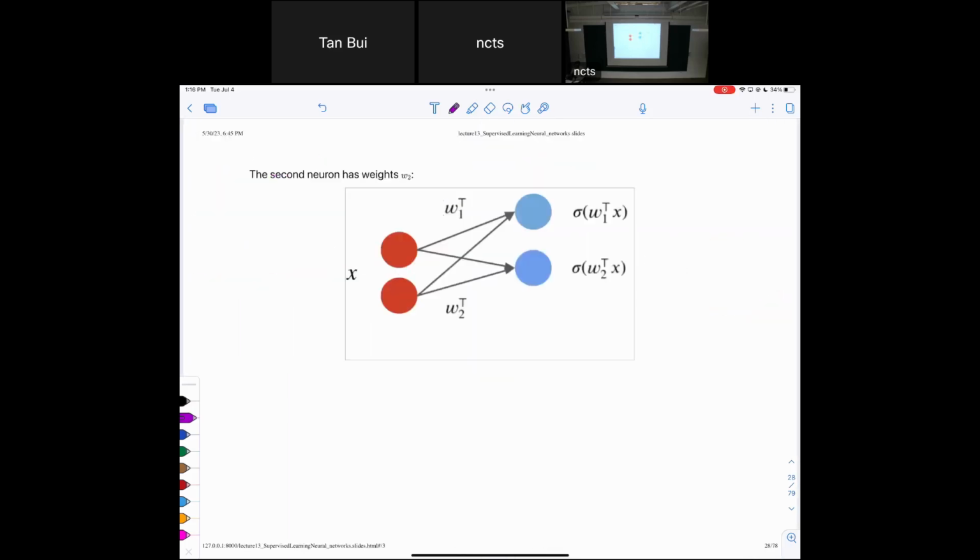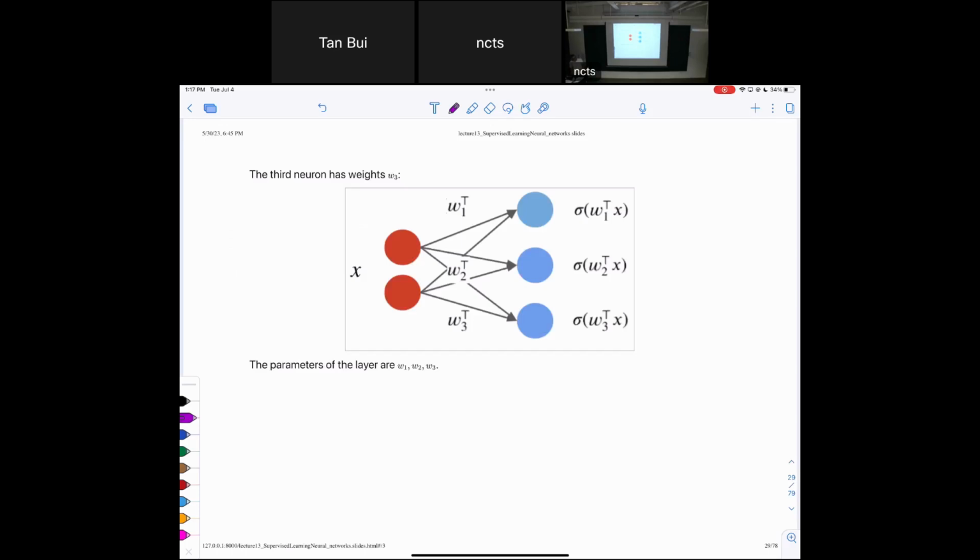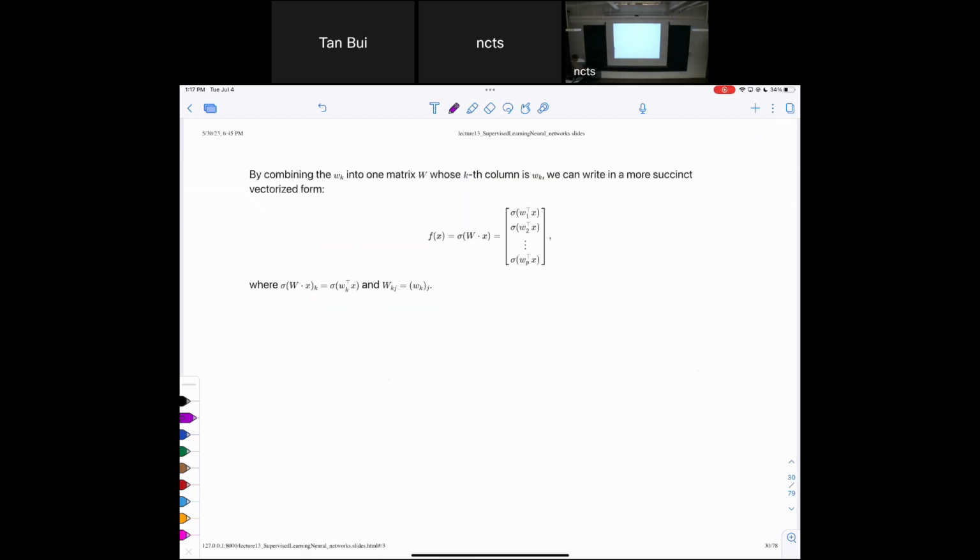Okay, same thing for the second neuron in the hidden layer. This is fully connected, so the whole vector X goes to the second neuron, the whole vector X goes to the first neuron, and then the affine transformation, and then it is acted on by a nonlinear activation function. Same thing for the third one. The input X becomes the input for the third neuron, and then it does the affine transformation, and then the activation function is applied.